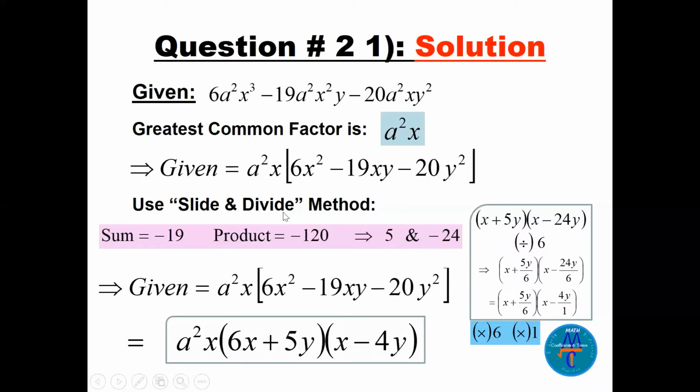Maybe this method is not easy. Now another method, if you like, I will just mention it quickly. If you have this trinomial, with the other method you go directly from here to there. We call it trial and error. You try 6x, 1x, 5y, 4y, 4y, 5y, pluses, minuses. This is a method in math. It's called trial and error. So either you try or you go by this method. There is a method number 3, more difficult and more lengthy. But this is enough. Slide and divide is one method, or you try.